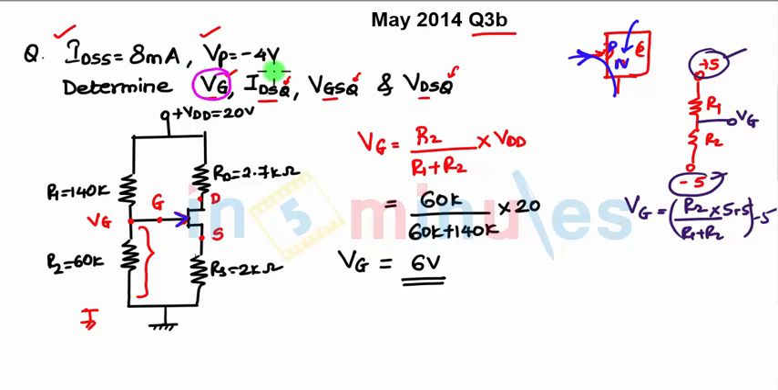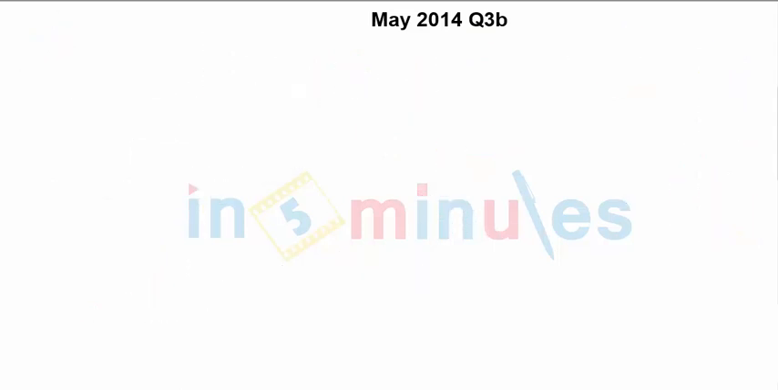Now our aim is to find ID, VGS and VDS. So whenever you get a question in this form, you know the Shockley's equation. Equation says that the ID equals to IDSS 1 minus VGS by VP the whole square.